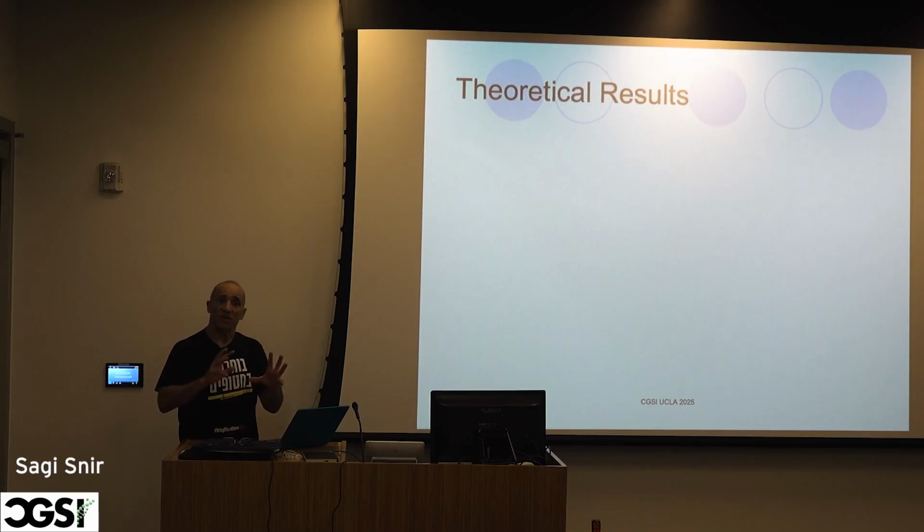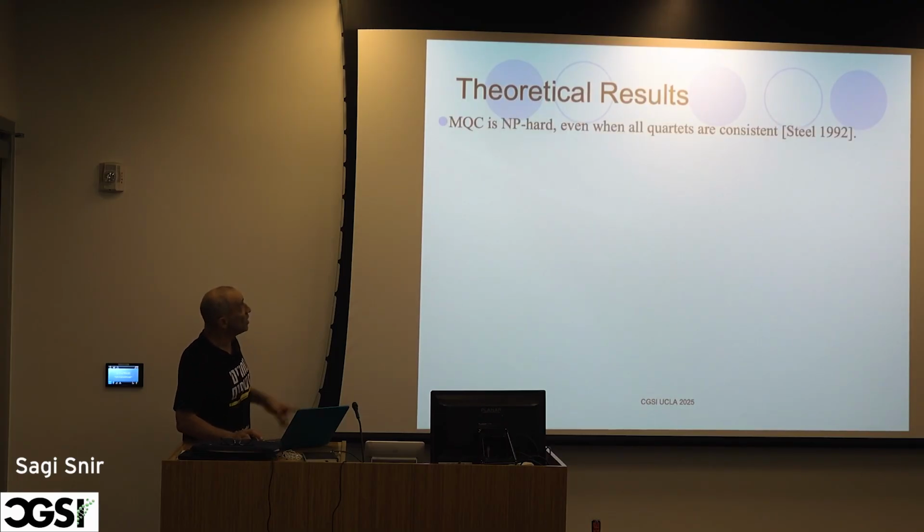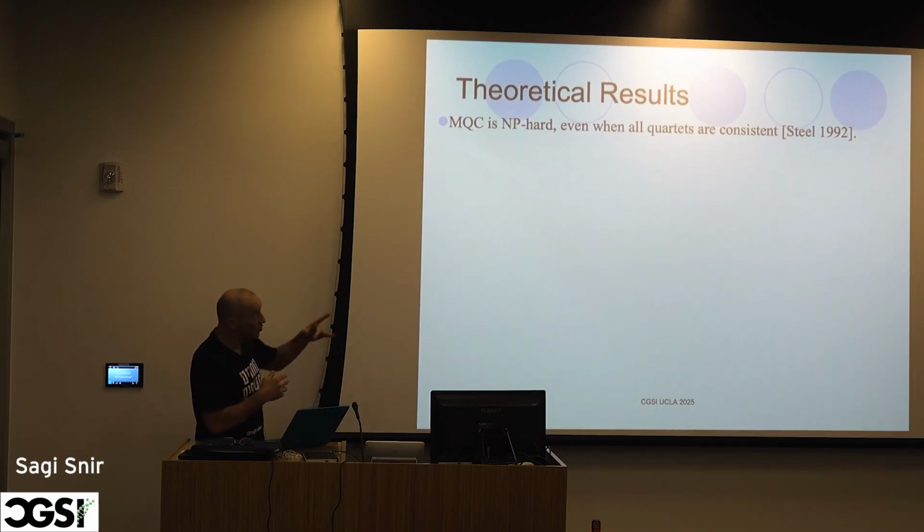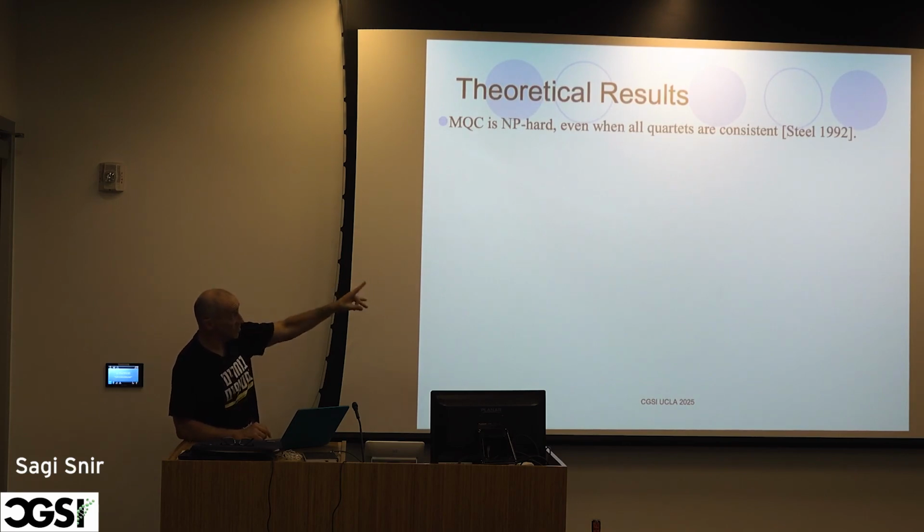Now let's review a little bit of real theory, not these two examples, like asymptotic results. So like I said, MQC is NP-hard even when all the quartets agree. So we don't have that algorithm of Aho for the triplets. We don't have ideas in general. And this is the classical seminal result of Mike Steele that was here at IPAM in 2011.